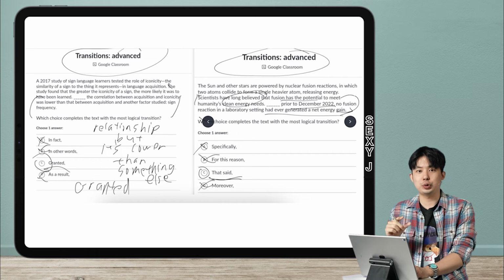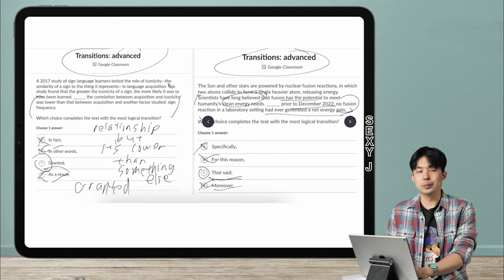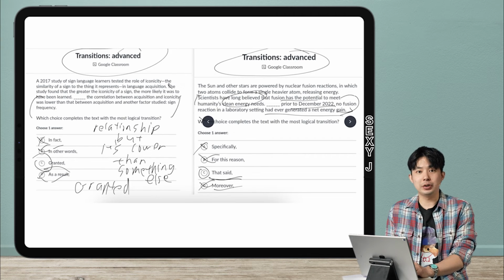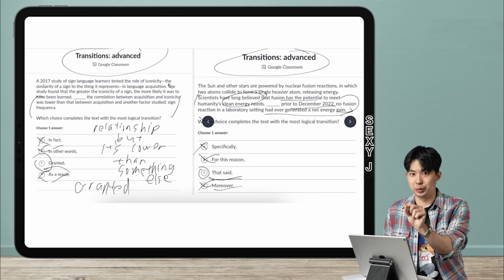If you're unsure what a transition does, leave it alone and get rid of the obviously non-contrasting ones first, like as a result over here, or in fact, or moreover, and things like that. And keep an open mind on the words that may or may not be a contrast. In fact, see, I'm going with the same direction, no contrast there.